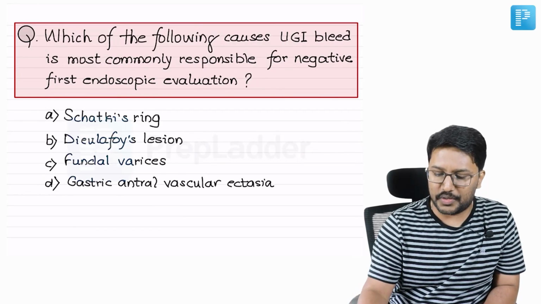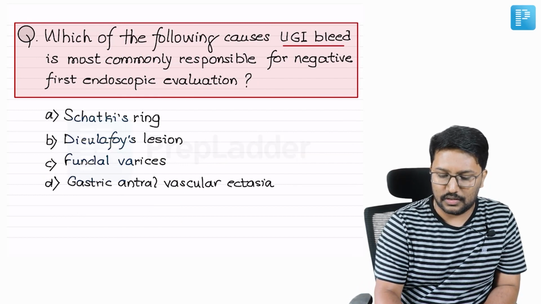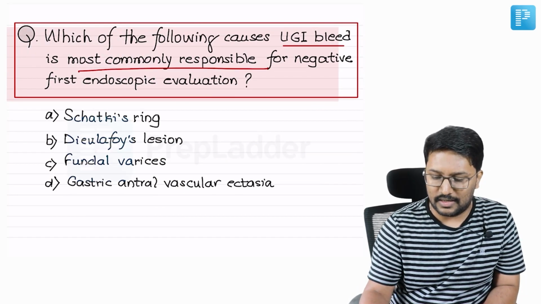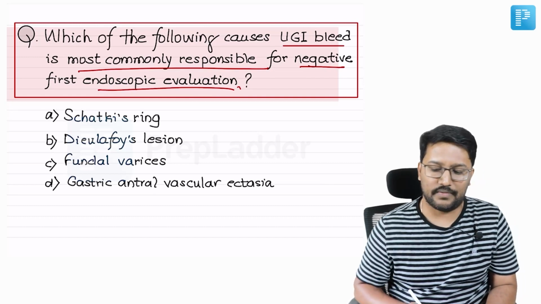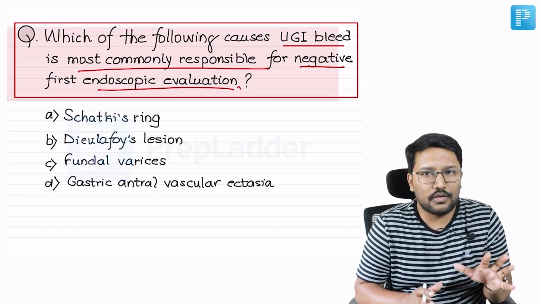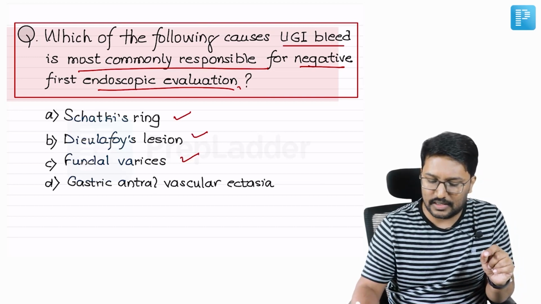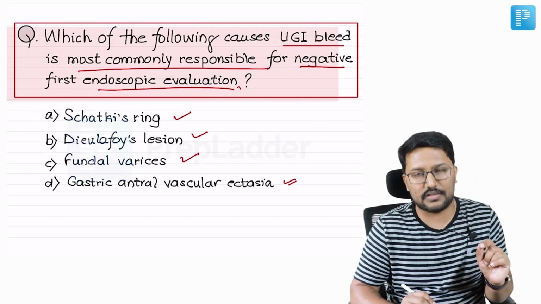Which of the following causes of upper GI bleed is most commonly responsible for negative first endoscopic evaluation? Okay, so what are the options here? Options are Schatzki's ring, Dieulafoy's lesion, fundal varices, and gastric antral vascular ectasias.